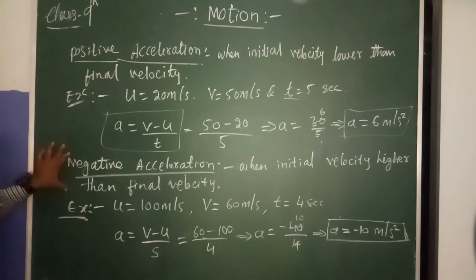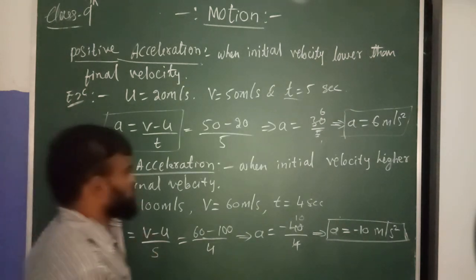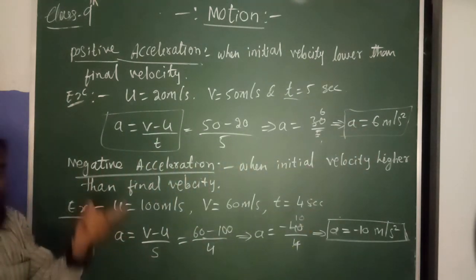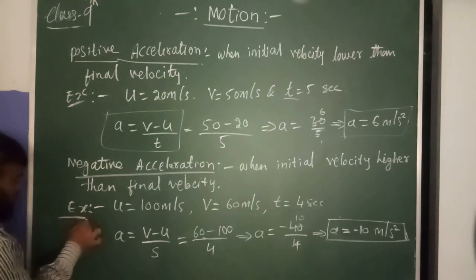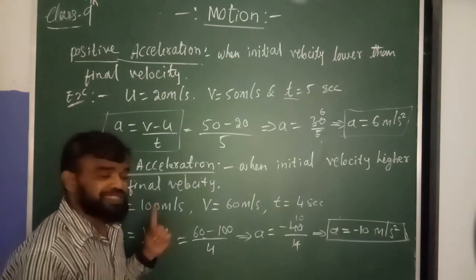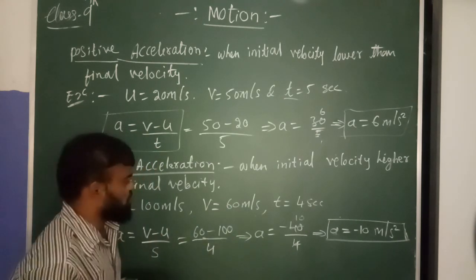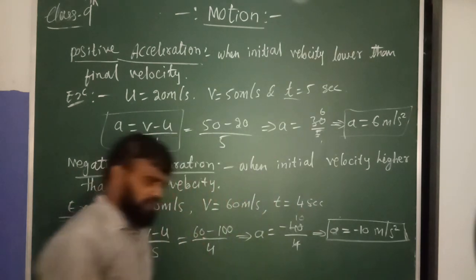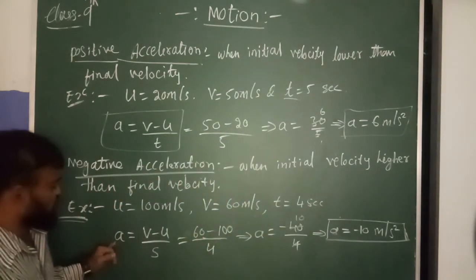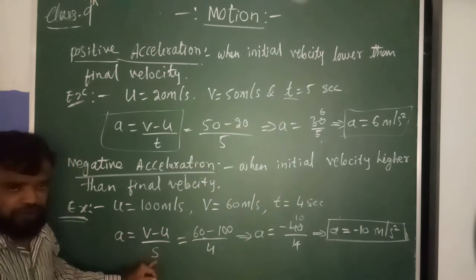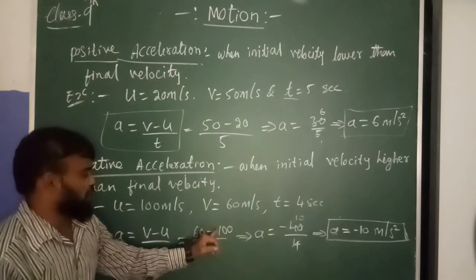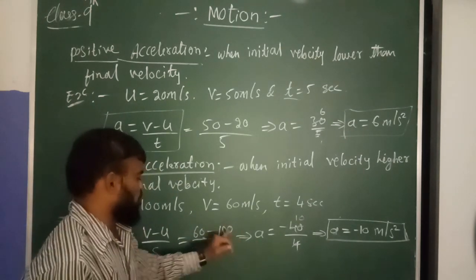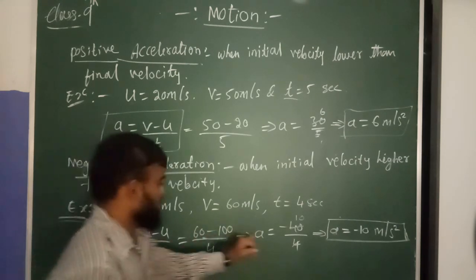Similarly, I took negative acceleration also. Listen, negative acceleration is when initial velocity is higher than final velocity. For example, I have taken initial velocity u is equal to 100 meter per second, and final velocity v is equal to 60 meter per second, and the time taken is 4 seconds. So acceleration is equal to final velocity minus initial velocity divided by time: final velocity is 60, minus initial velocity 100, divided by time 4 seconds. So 60 minus 100, or 100 minus 60, the bigger value takes the minus sign. a is equal to minus 40.